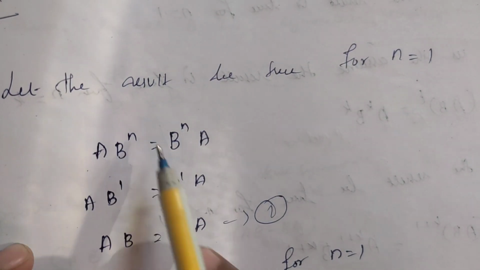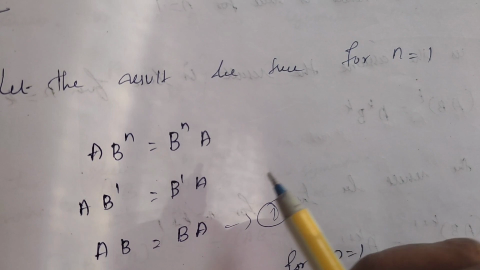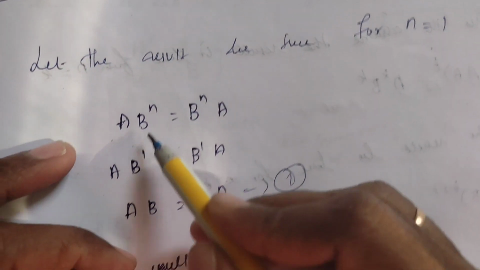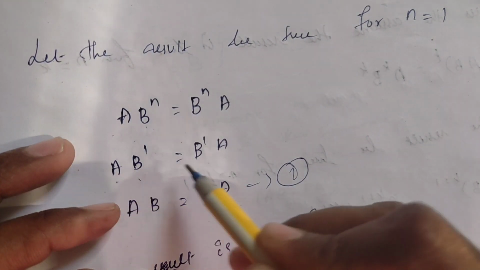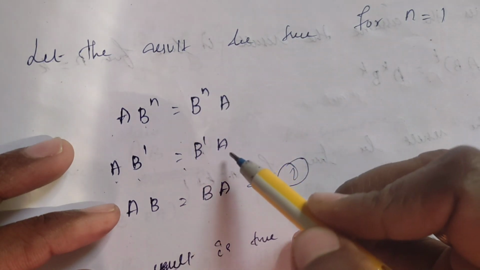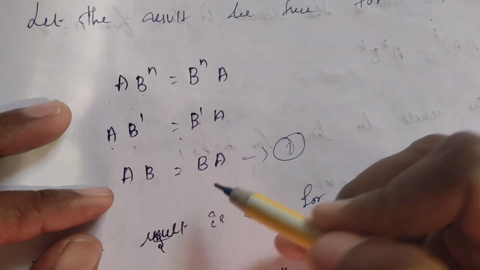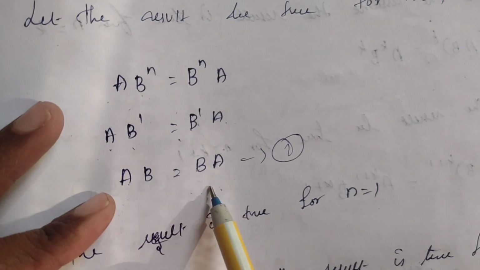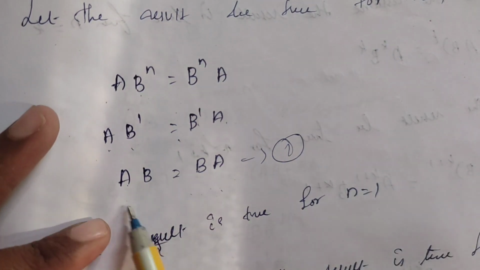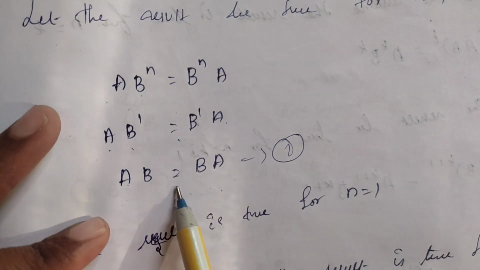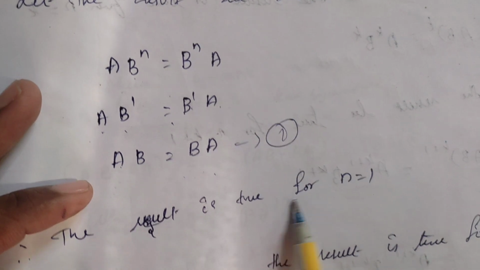A B^n is equal to B^n A. So substitute n is equal to 1: AB is equal to B^1 A. So AB is equal to BA. This result is given in the question. So therefore it is true. Therefore the result is true for n is equal to 1.